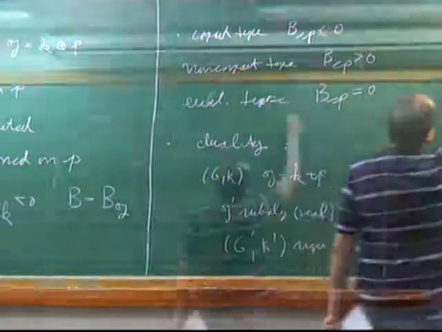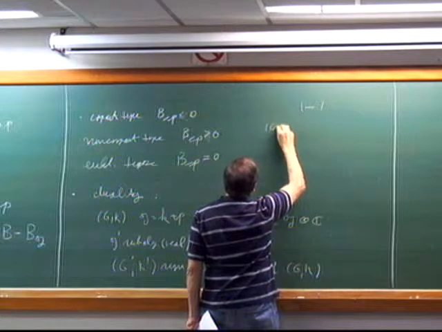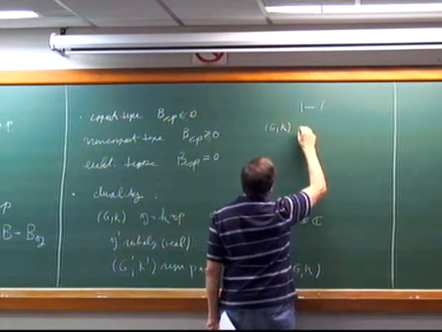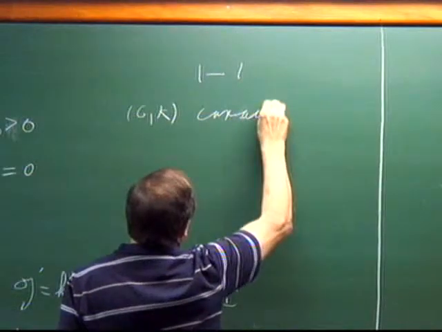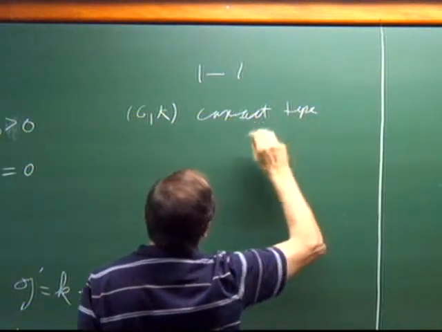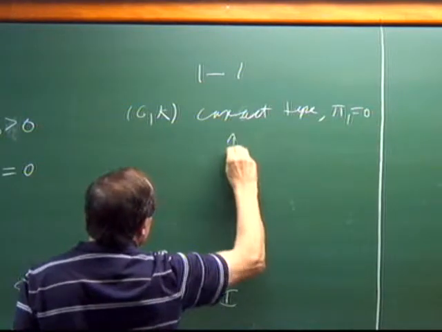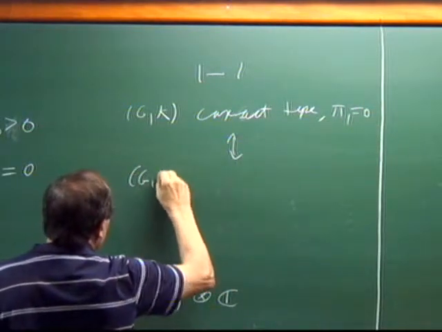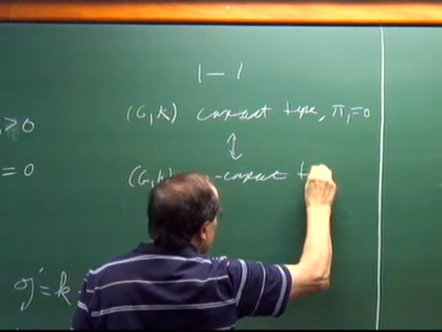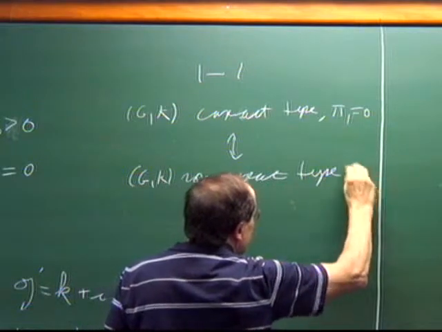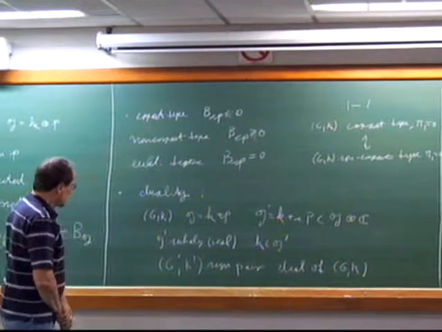So, one-to-one between G, K of compact type, simply connected, with G comma K of non-compact type, and simply connected. Otherwise, it's only up to coverings, but that's less interesting.